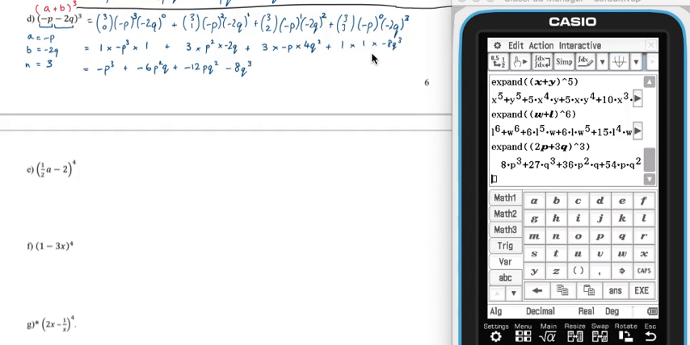Now you may note we've got plus negatives, so you can just wipe those out and just neaten them up. So we've got basically all negatives there, and how can we check?